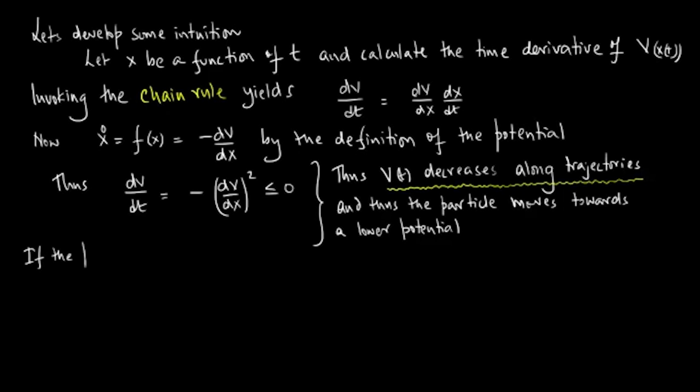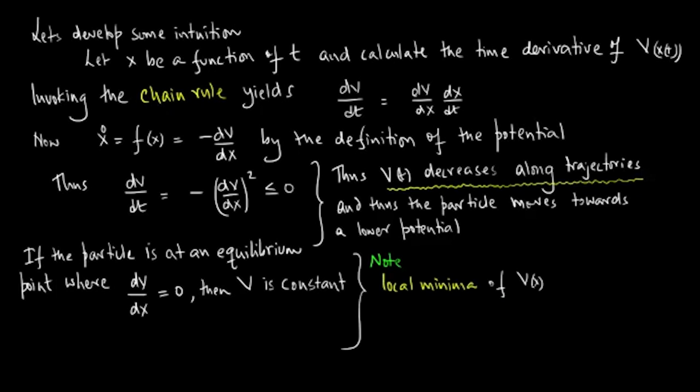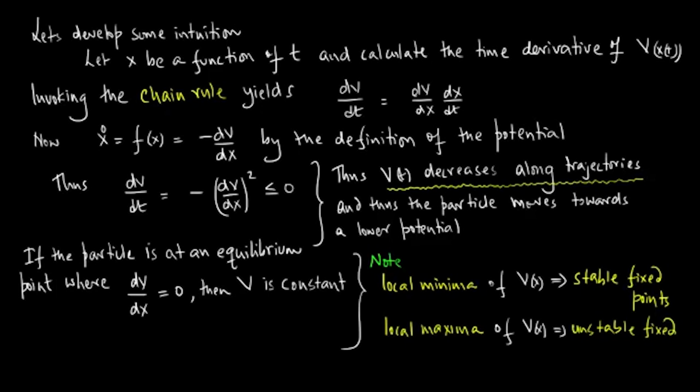Now if the particle is at an equilibrium, then dV dx is equal to 0, and so V is simply a constant. Now note that the local minima of V of x give us stable fixed points, and the local maxima of V of x give us unstable fixed points.